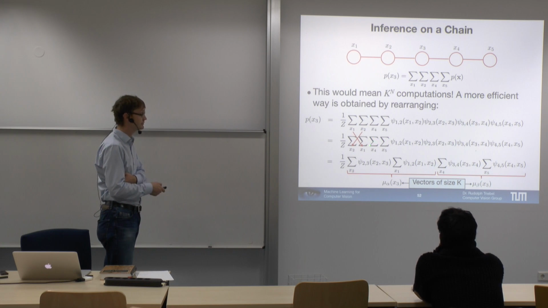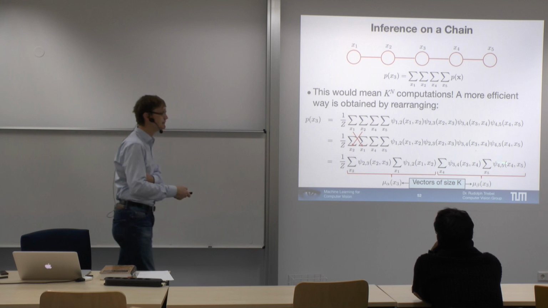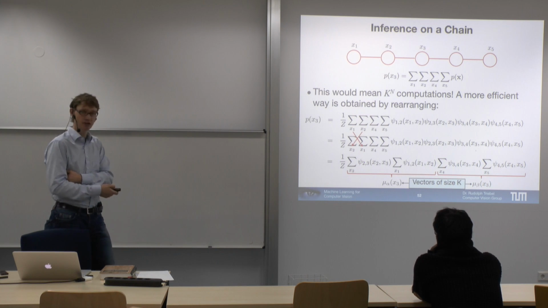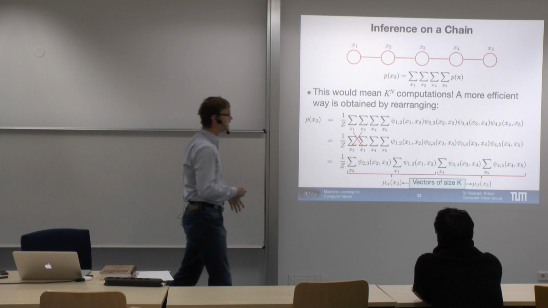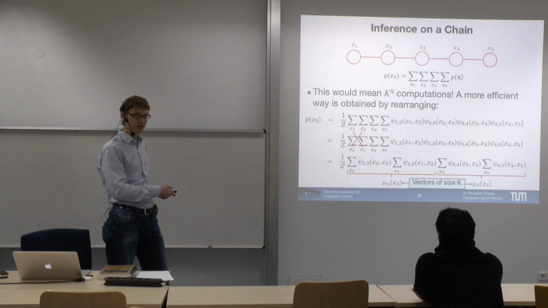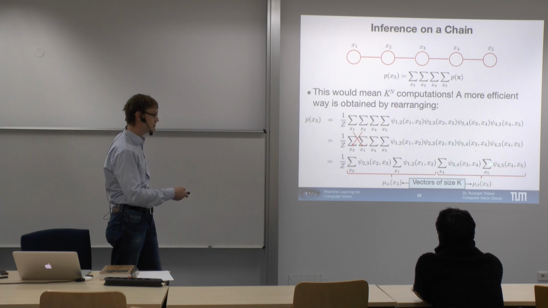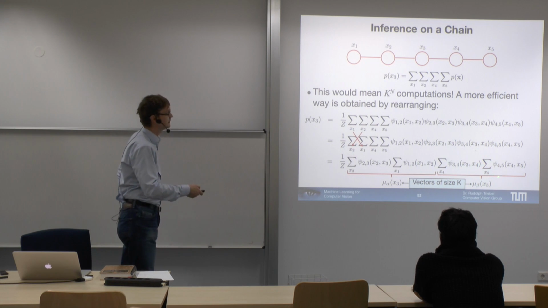And the same holds for x4. This sum over x4 we can just put in front of this one here. And the same for x1 and the same for x2. So in the end, this is the same sum as before, just with different ordering. The sums are now placed differently. And now we see that things are much more efficient, because now we can do this recursively. We start with this potential here, and we compute a sum over the k states that we have.